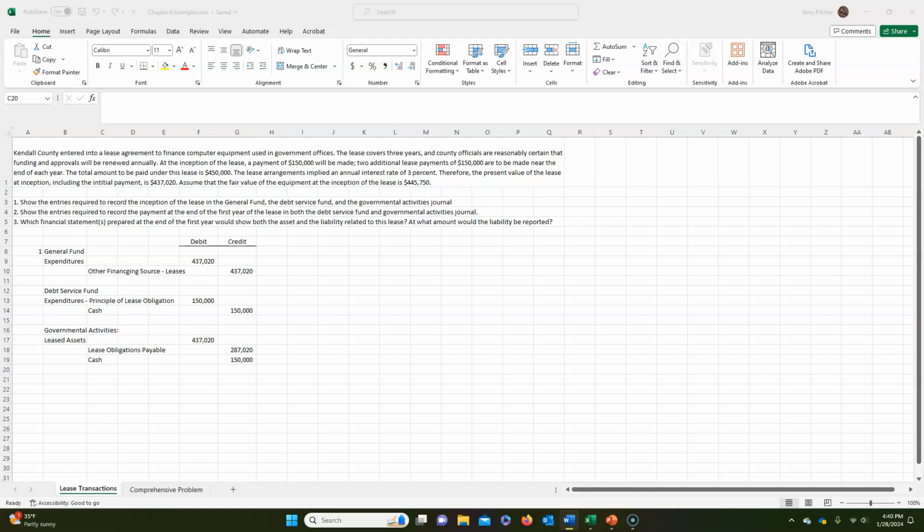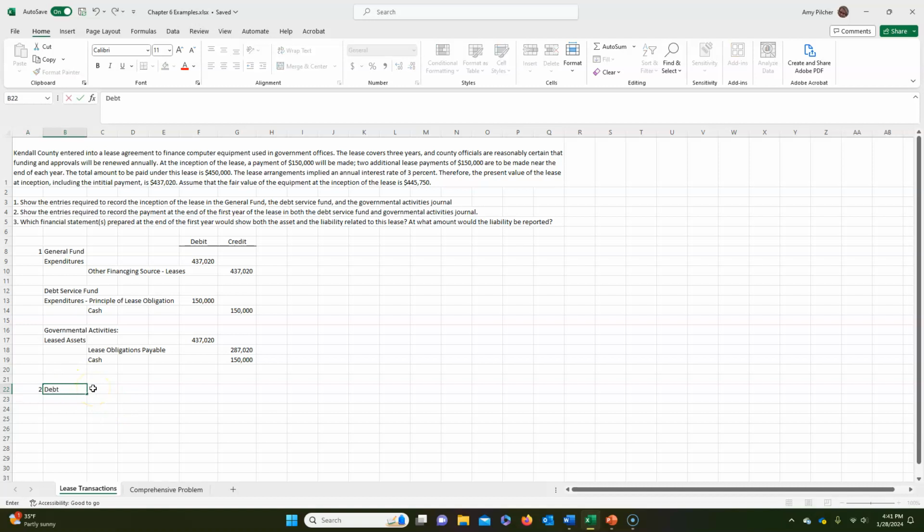Next, we have the entries required to record the payment at the end of the first year of the lease in both the debt service fund and the government activities journal. So we're recording the first year's payment.